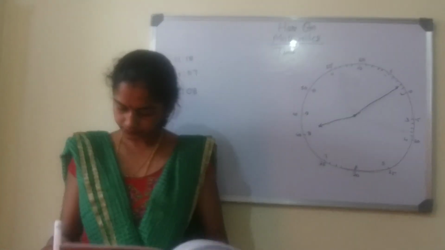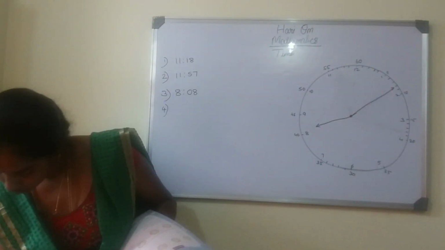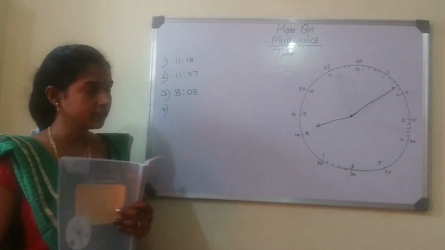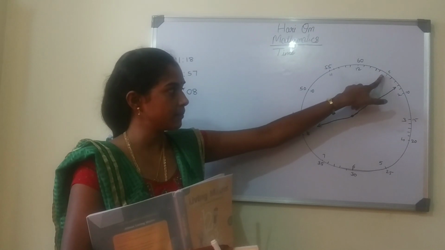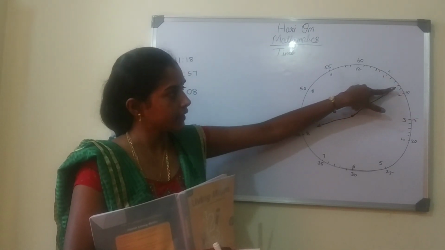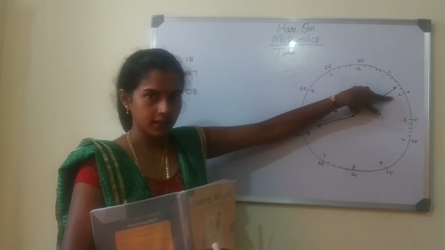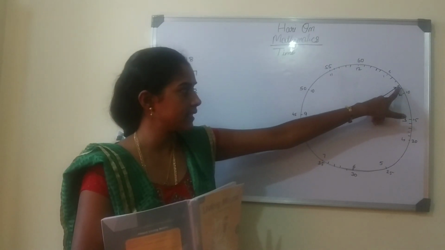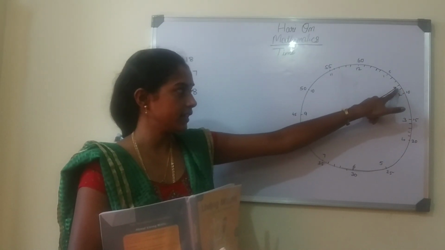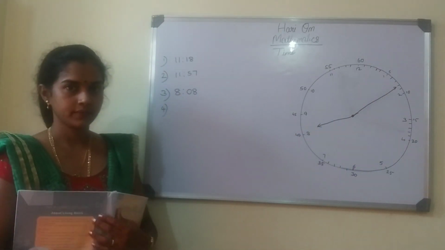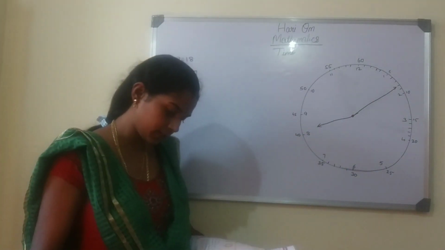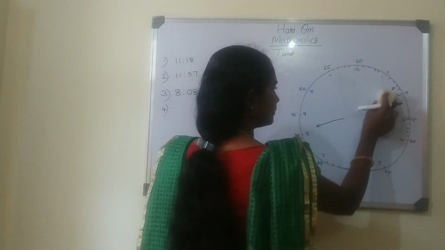Fourth one. Are you understanding it, children? So in between 1 and 2, after 5 minutes, it is 6, 7, 8, 9, 10. Understood, children? But the long hand is at 6, 7, 8. So the time is 8 o'clock, 8 minutes. Understood, children? So next one, fourth one.